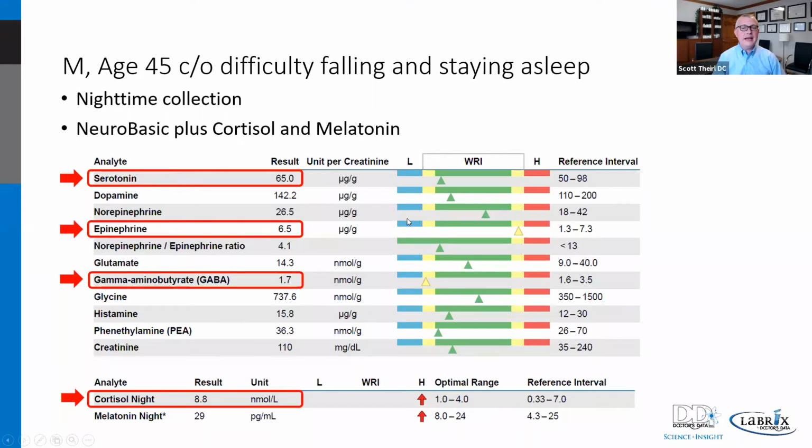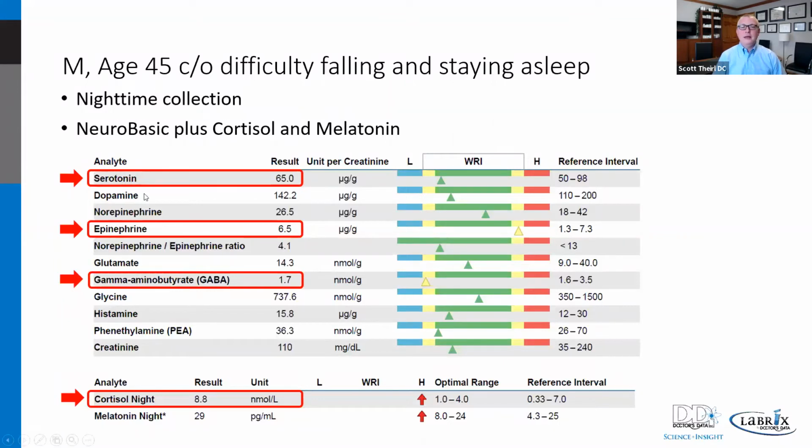Norepinephrine, I like these guys on the low side of 18 to 42. He's down at 26. I'm just fine with that. You don't need a lot of norepinephrine. And even if he was down towards 20 or even 15, I would still be okay with that. You don't need a lot of norepinephrine for sleeping. But then we get to this poor epinephrine.